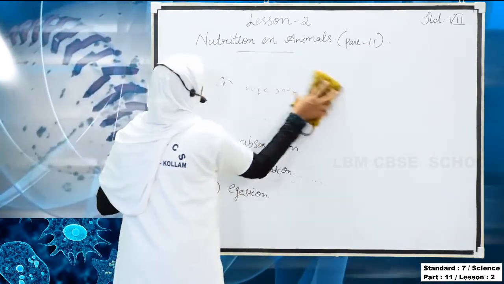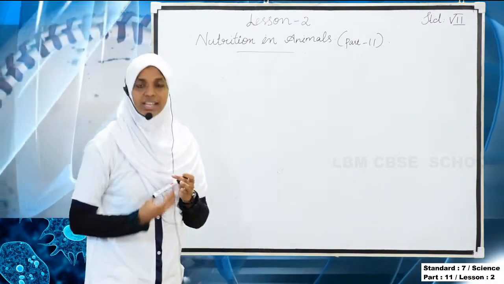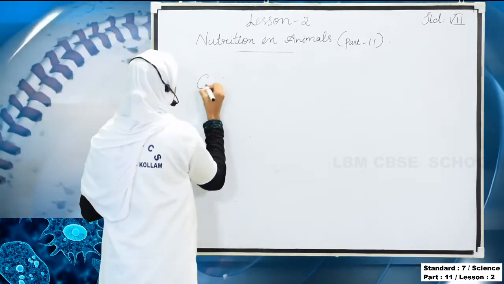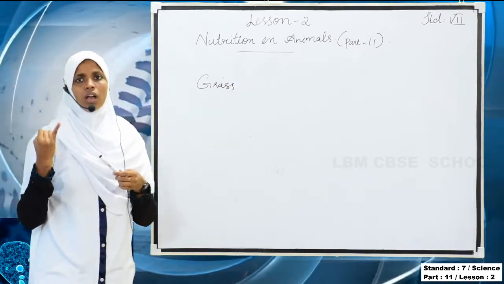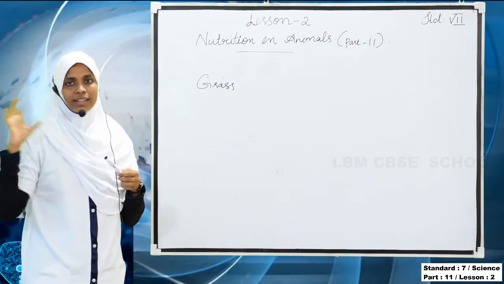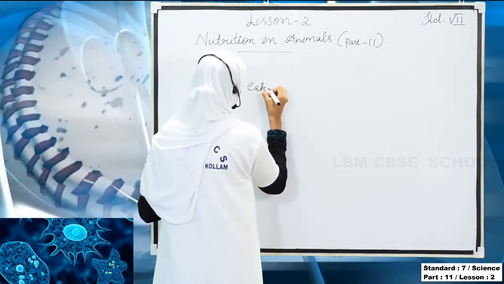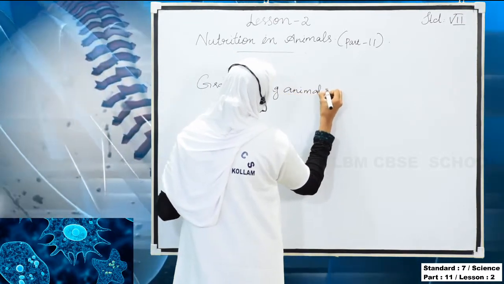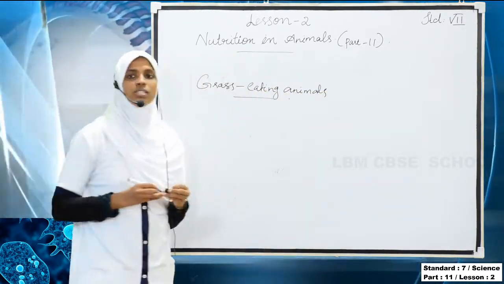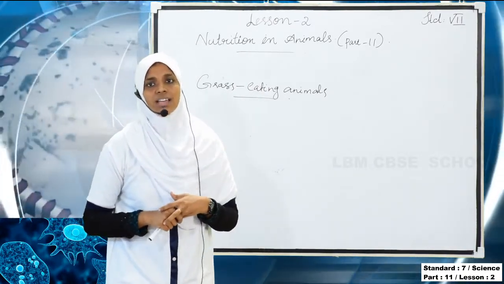And now we are going to learn about digestion in grass eating animals. What are the grass eating animals? Cow, buffaloes, then goat, these are the grass eating animals. So now we are going to check the digestion process that takes place in the grass eating animals.